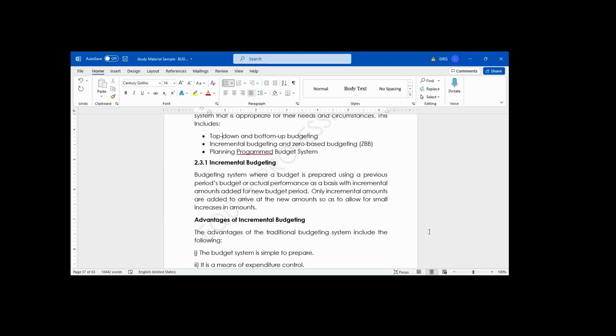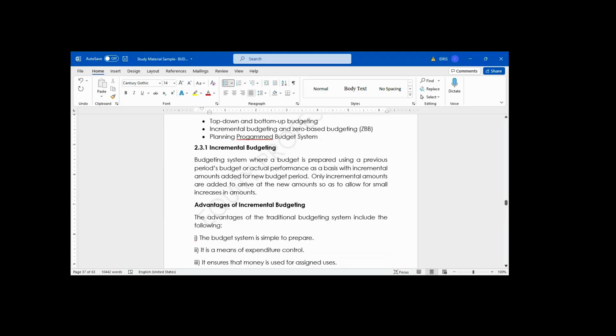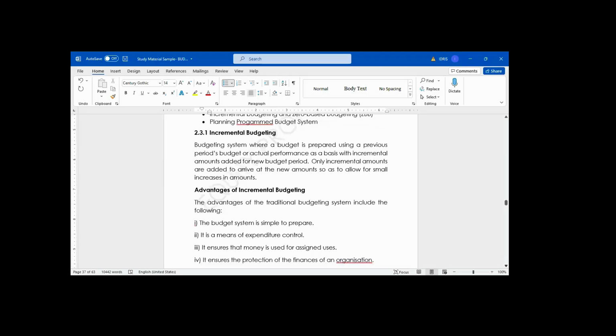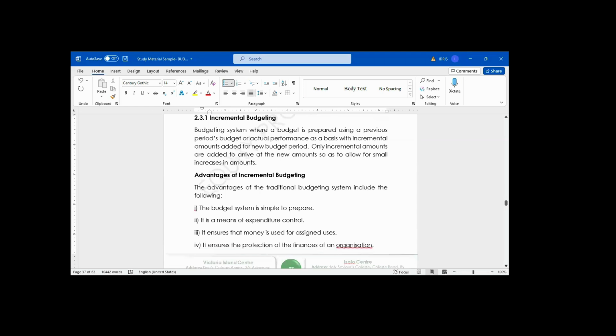What is going to change is the amount, and this amount is affected by two factors. What are the two factors that affect incremental budget? Inflationary rate and what? Level of activities. These are the major two factors that affect incremental budgets.